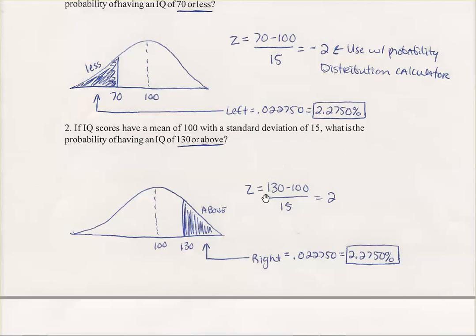We then find our z-score. So z is 130 minus 100 over 15, our mean and our standard deviation, and we get 2.